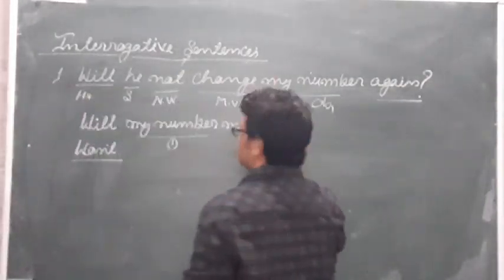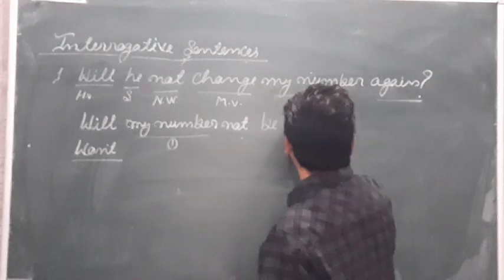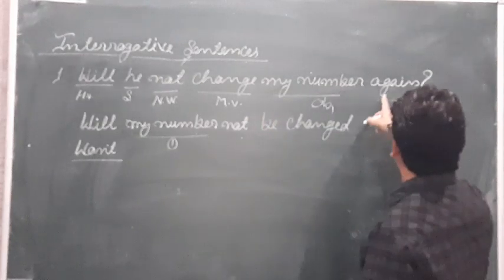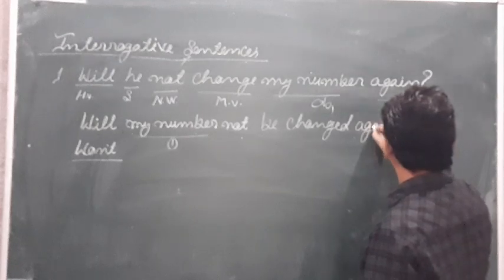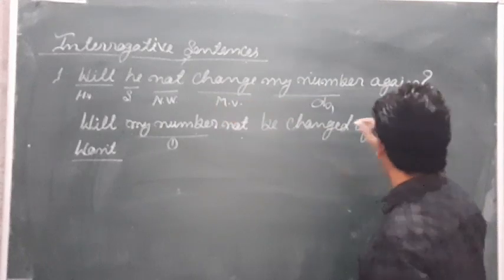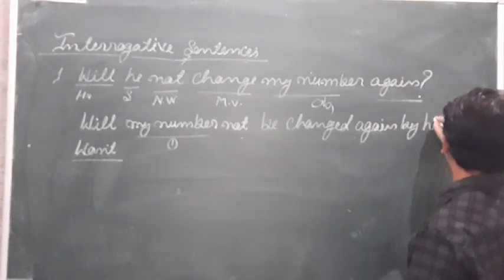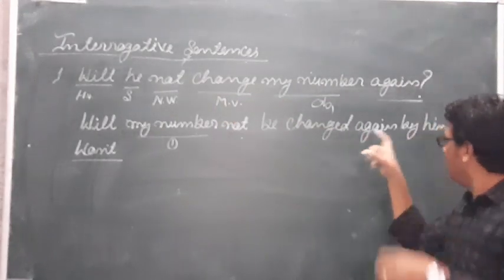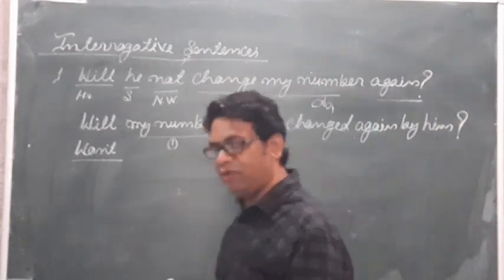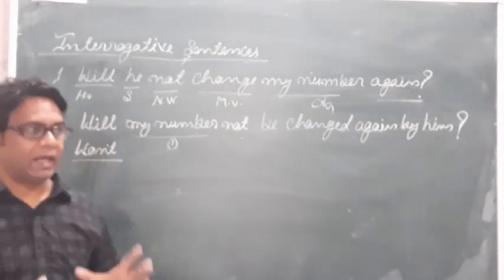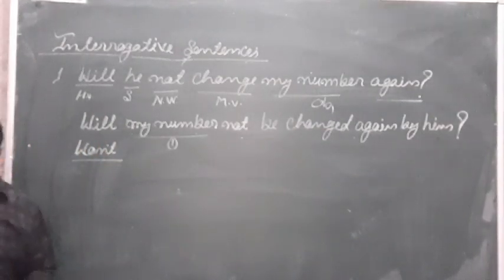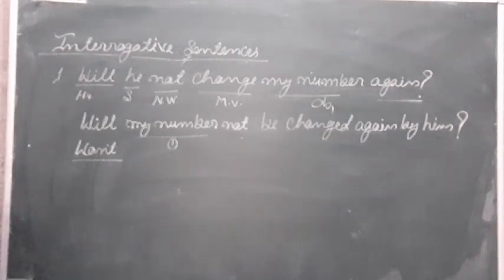Now, the third form of the verb: changed. Again by he, him. This is the objective form. So that is how we will change an interrogative negative sentence into passive. I hope you understand these sentences.